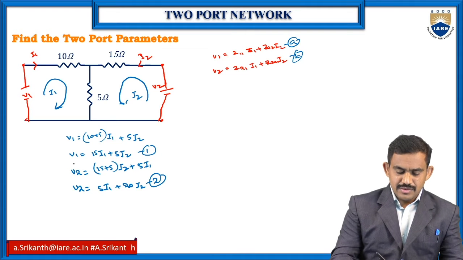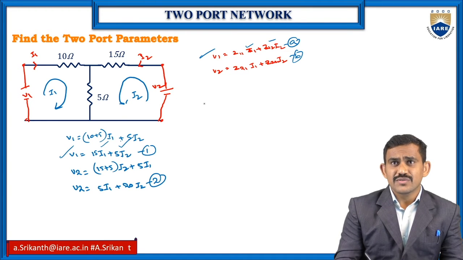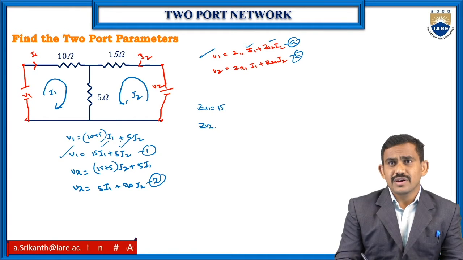So V1 in the form of I1, I2, same for I1, I2. So what is your Z11 value now? So Z11 equal to 15, Z12 and Z21 equal to 5, and Z22 equal to 20.